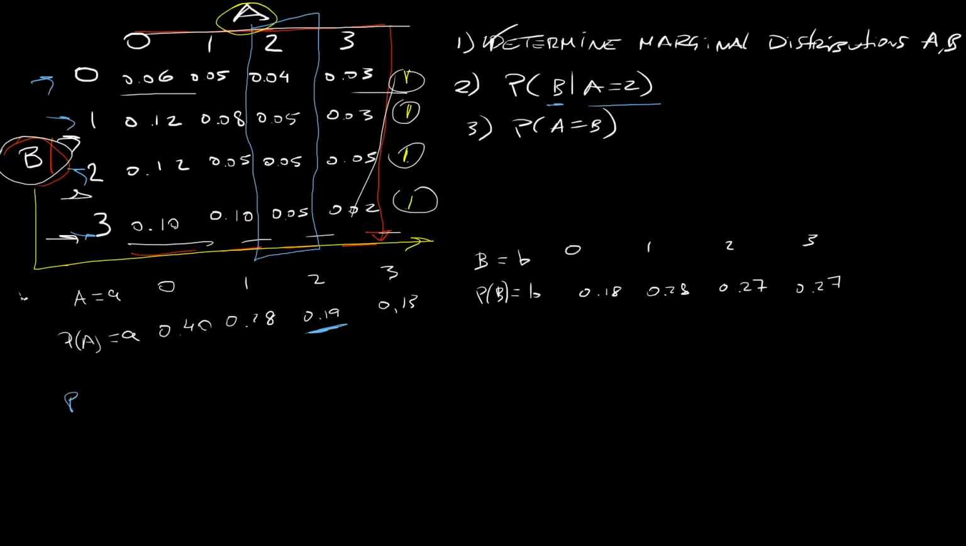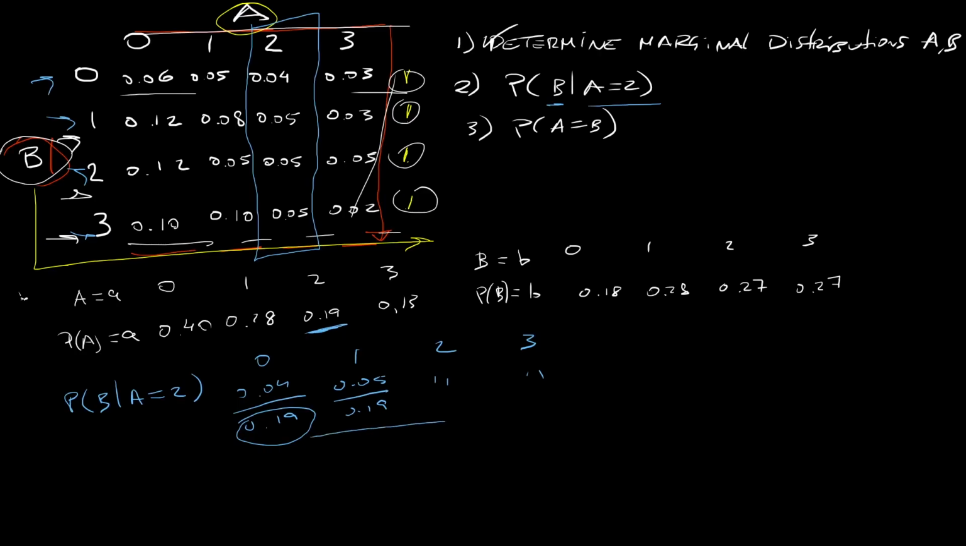Here's how this works. The probability of B given A equals 2. Again, 0, 1, 2, and 3. Then we are going to have here the values for each one. So we're going to have 0.04 divided by 0.19. And I'm going to do the same thing for the other ones. 0.05 divided by 0.19. Same thing for these ones. So essentially what we are doing here is taking the marginal value from column number 2 and applying it to each one of the values.